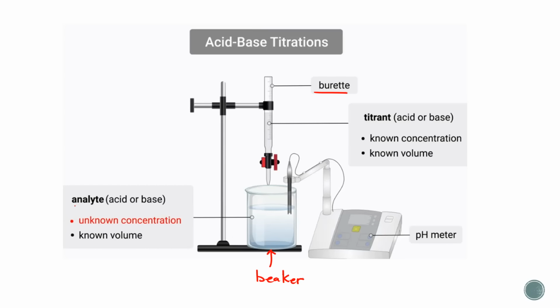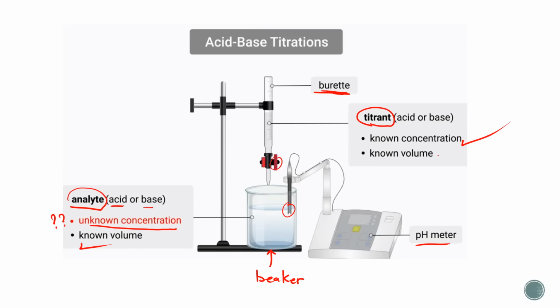In the beaker I have the analyte. The analyte can be an acid or a base. This is the one that I want to find the concentration of. So I don't know the concentration of this one, but I know the volume. So I'll make it react with another thing called the titrant. We put it in a burette and we can open this to add drops here. And this is a pH meter here.